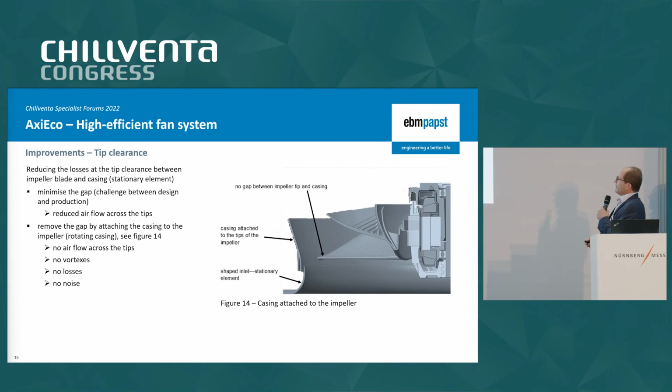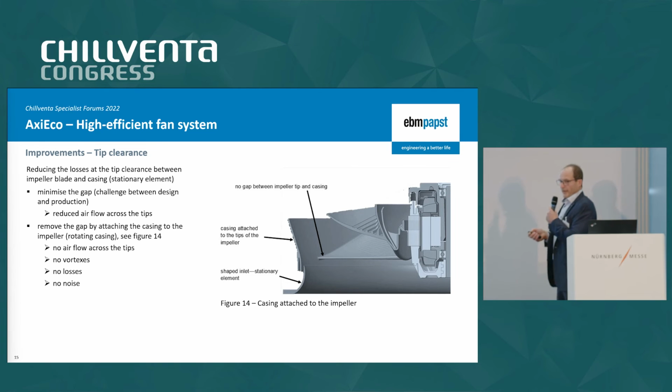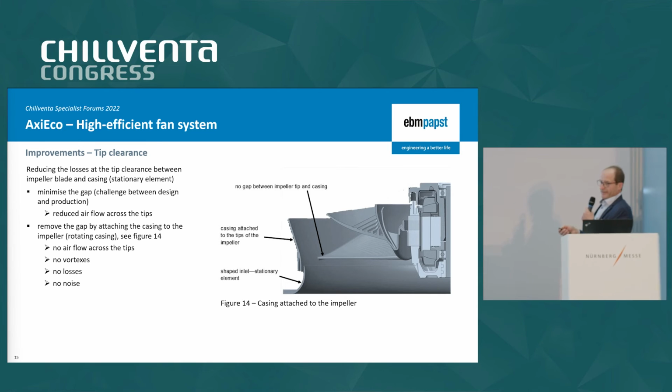So, coming back to the tip clearance. This is actually what we have done, as I've explained before. What you see here in this picture is a cross-section of our AxiEco axial fan. You see here the motor, the hub of the impeller, this is the blade, this is another blade. And what we have done is bring the wall ring, the nozzle, together with the blade. So it's one part, and by this we no longer have any tip clearance. So we have no losses in that tip clearance, and we have no noise issues.